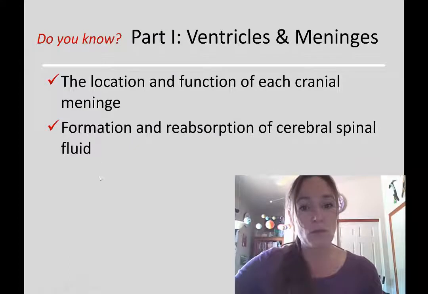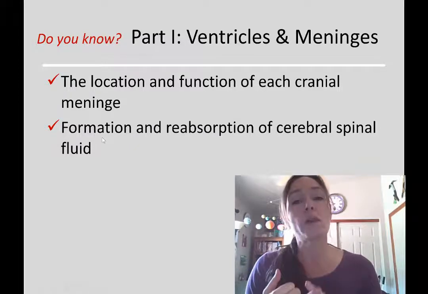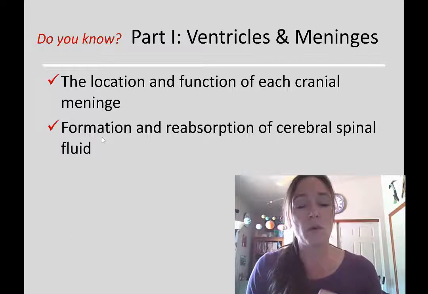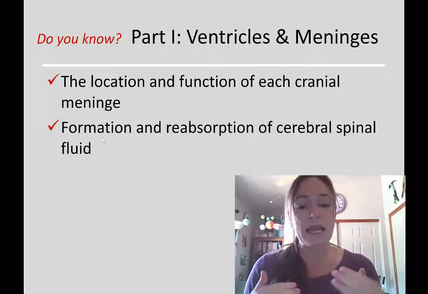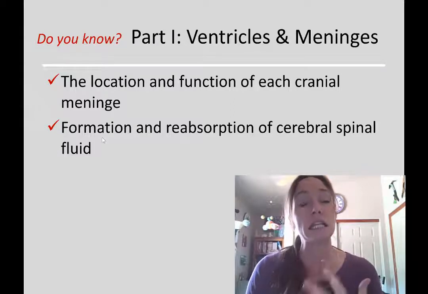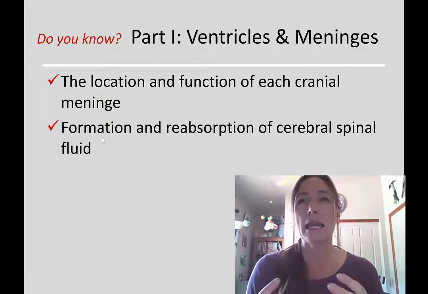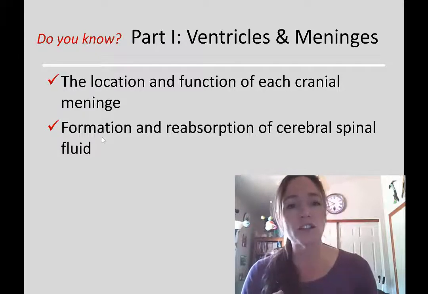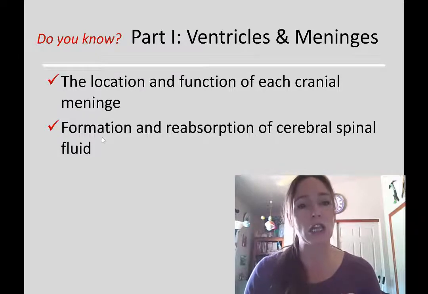The formation and reabsorption of cerebral spinal fluid, we know that cerebral spinal fluid is created within the ventricles of the brain. The structure that makes cerebral spinal fluid is the choroid plexus. The choroid plexus is granulated tissue at the floor of each of the ventricles within the brain. It is here that cerebral spinal fluid is formed, and it is a really clear fluid. There's no blood in it. It has glucose, it has oxygen, it just does not have very large molecules.